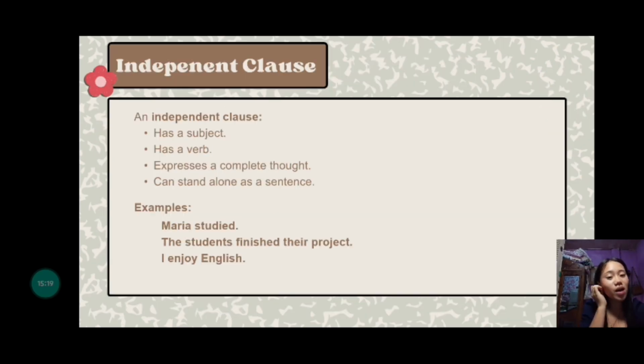An independent clause has a subject, has a verb, expresses a complete thought, and can stand alone as a sentence. The word is independent. So there are examples here. Maria studied. It can stand alone because we already understand the complete idea. We don't need to add another clause or word for the sentence to make sense. This is the independent clause.